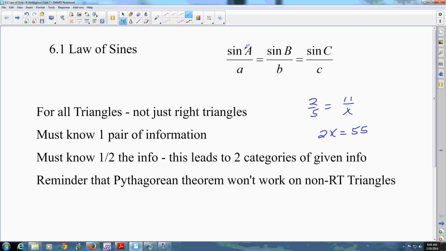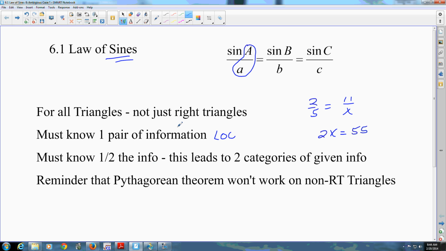This next piece of information is you have to be told one pair of information. And by a pair, I mean an angle and its side. If you don't know an angle and its side, you can't do law of sine. That's going to be law of cosine. So to do law of sine, you have to know one complete pair of information. I'll set some up in just a second and you can see what I mean by that.